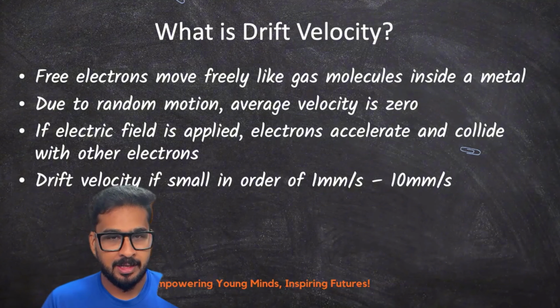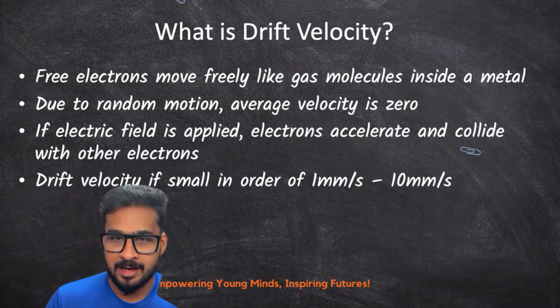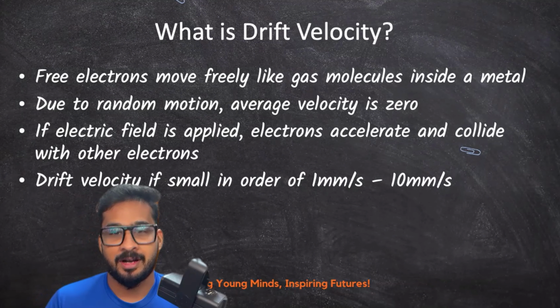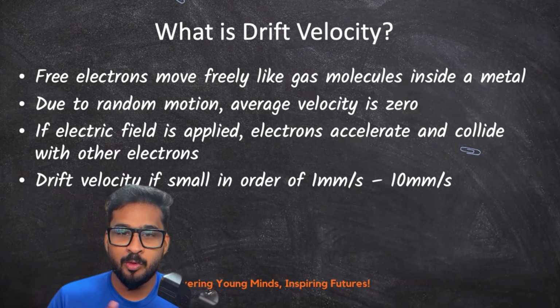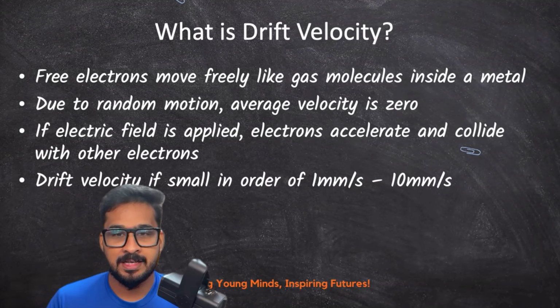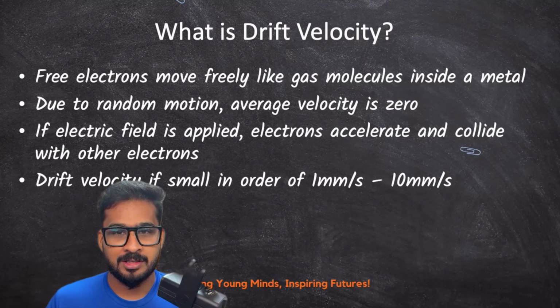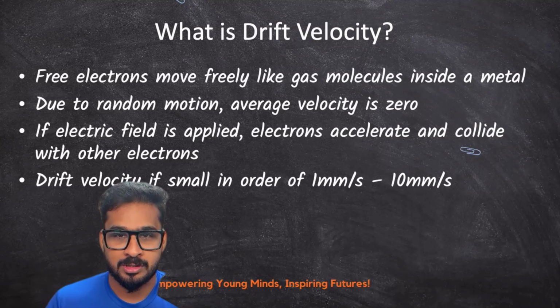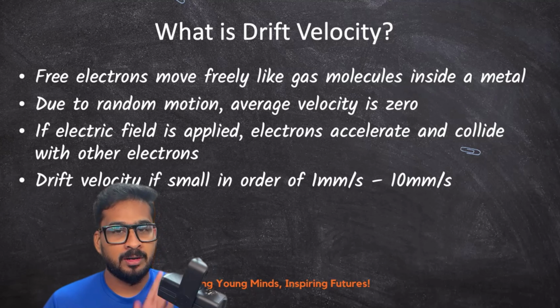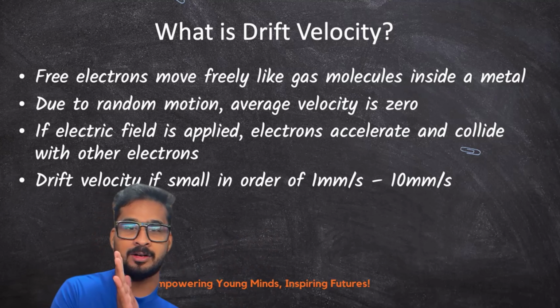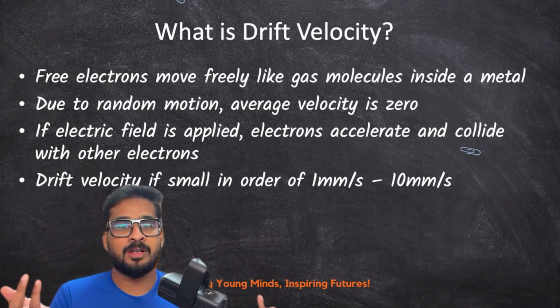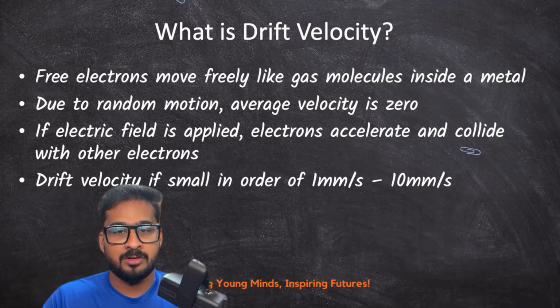What is drift velocity? Inside the metal, the presence of free electrons is what makes it a conductor. The free electrons move freely inside the conductor like gas molecules. In normal conditions, the average velocity of all the free electrons is 0 because of the random motion. Velocity is a vector quantity, so one electron will go like this and another electron will go like this. So vectorially, if you add all the electrons, it will be 0.